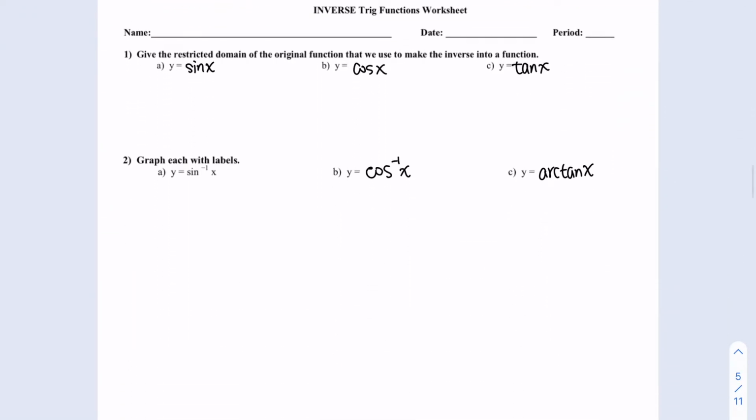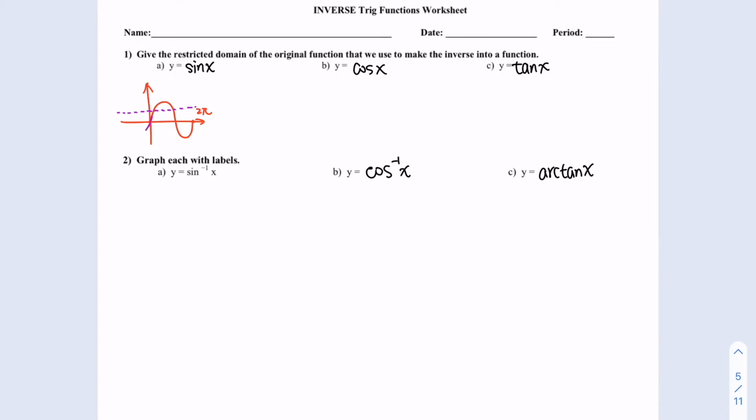Let's have a look at the inverse trig functions. The inverse trig functions give the domain and the original function that we use to make the inverse into a function. As we know, the graph of the sine function goes from 0 to 2 pi. In order for the function to have an inverse function, it has to pass the horizontal and vertical line tests. Because a periodic function is impossible to pass the horizontal line test, we are going to limit the function.